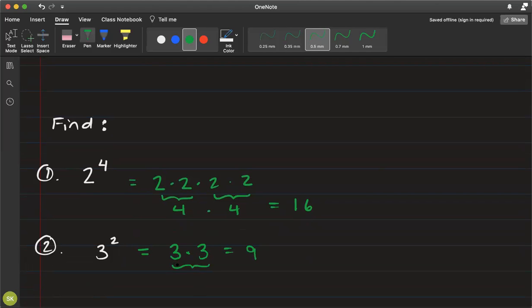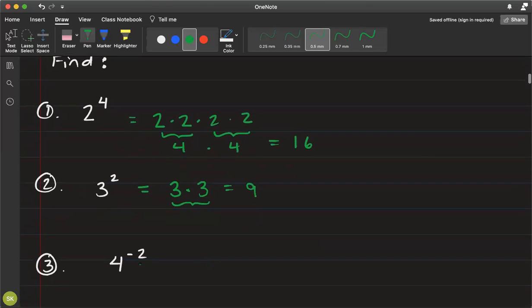Now, something I see students do, they'll forget that this is multiplying 3 by itself. They'll just say 3 times 2 and say it's 6. This is not multiplication. It's taking a number and raising it to a power. So you're multiplying this by itself for a total of 2 times.